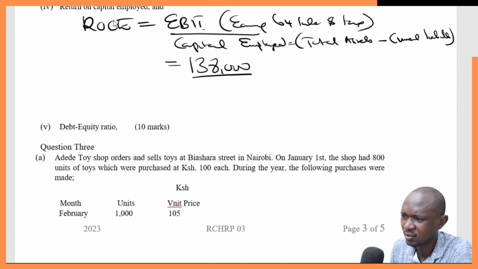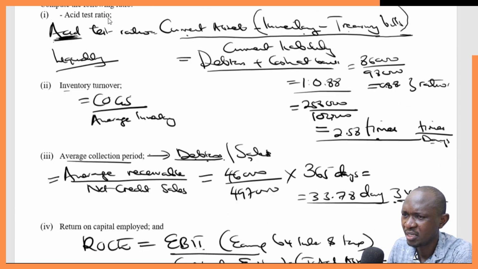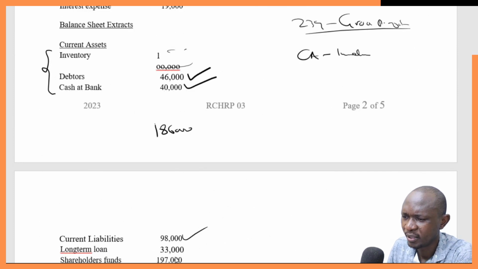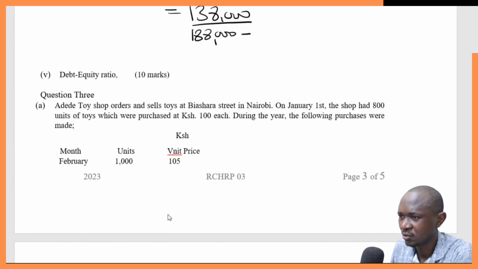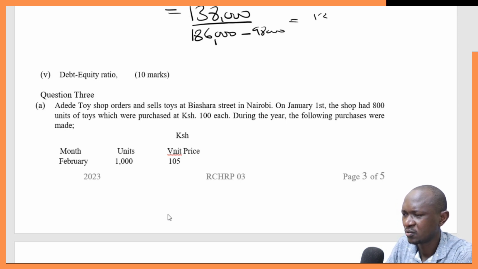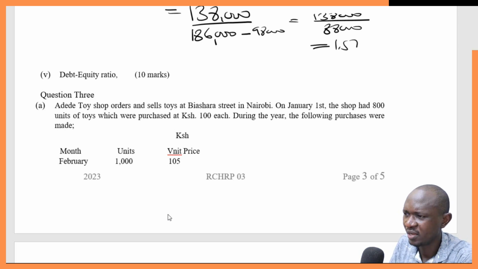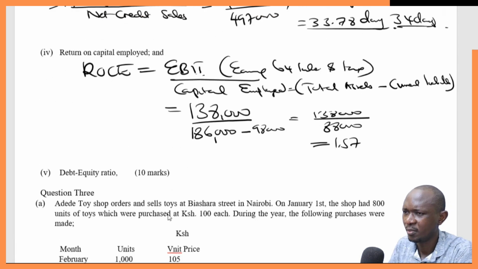So we'll say 138,000 over total assets of 186,000 minus current liability of 98,000. So 186,000 minus 98,000 gives us 88,000. 138,000 over 88,000 will give us 1.57.